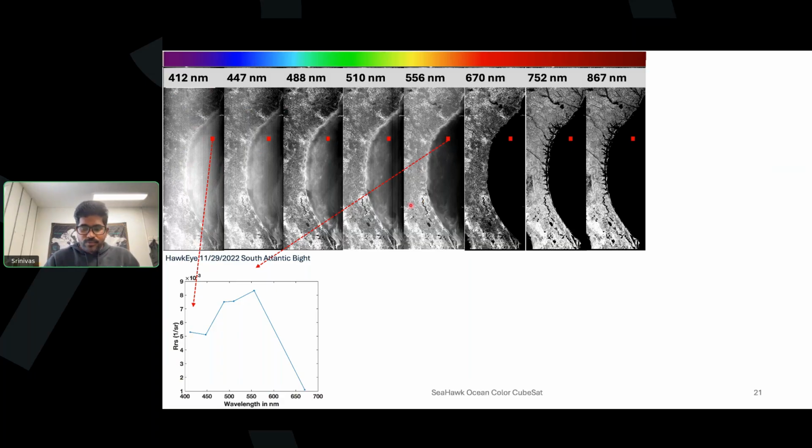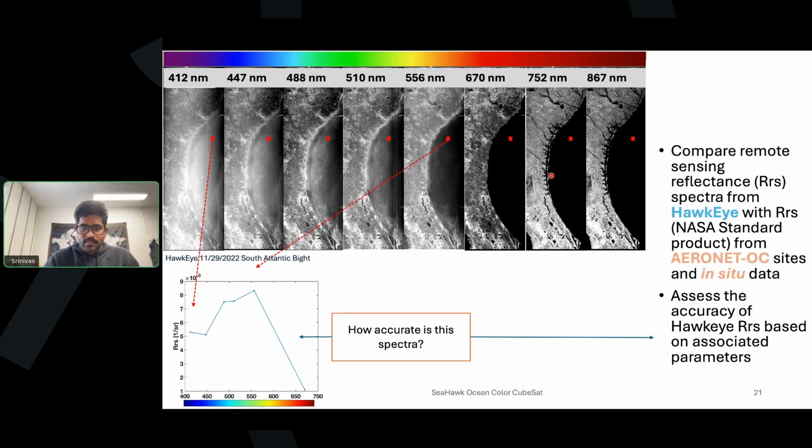Although we know that we can plot such a remote sensing reflectance curve, we do not know the accuracy of it, which means we need ground truthing. So how accurate are the spectra? In order to understand that, we need to compare these spectra with some ground truth. So that's what we have done here.